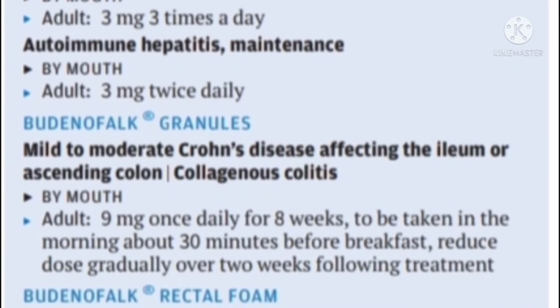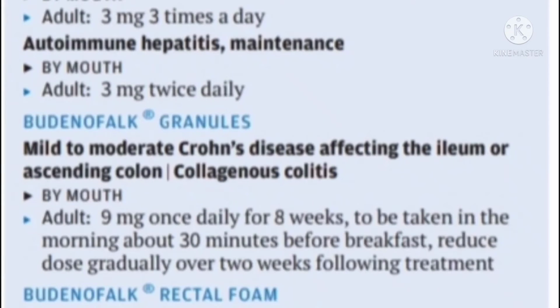Now the granular form is used to treat mild to moderate Crohn disease affecting the ileum or the ascending colon. Crohn's disease is a very bad disease. It is an inflammatory disease, so Budesonide, an anti-inflammatory drug, is used in its treatment. Again, per oral, the adult dose is 9 mg once daily, that means OD, for 8 weeks, to be taken in the morning, 30 minutes before breakfast, because it has greater bioavailability on an empty stomach. Reduce the dose gradually over 2 weeks following the treatment.